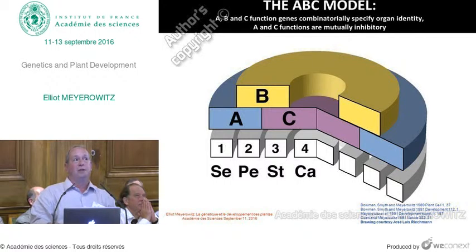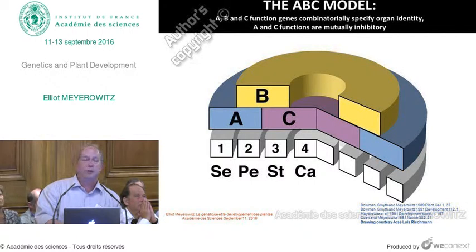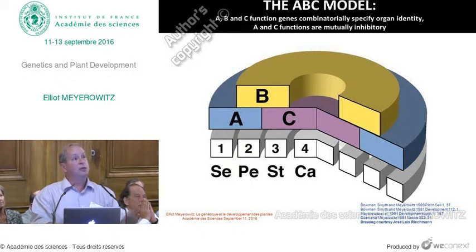B plus C combinatorially specified stamens, and C alone specified carpels. And there's one more postulate of the model, which is that the A and C functions are mutually inhibitory, so that if one eliminates A function, C would spread through the entire flower, and if one eliminates C function, A would spread through the entire flower.